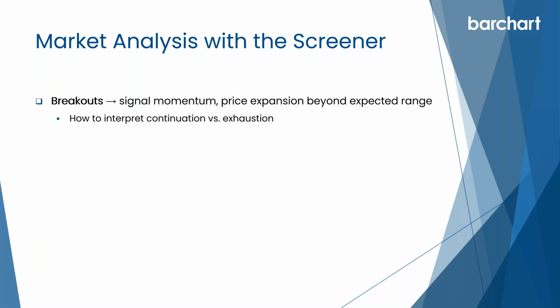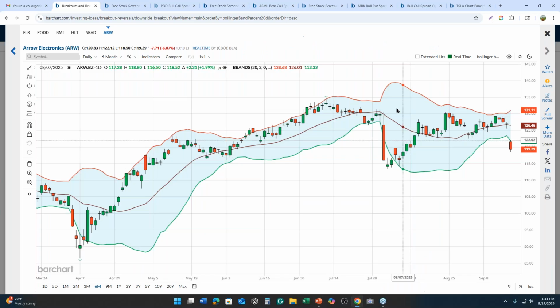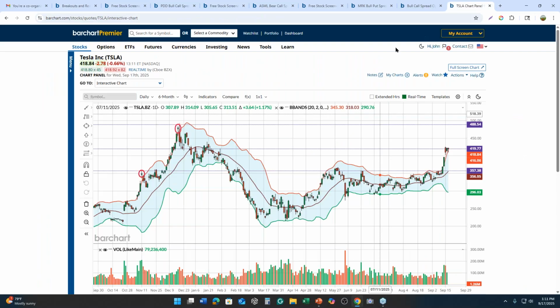Now, the question is, how do we interpret continuation momentum versus potential exhaustion? Every situation is unique with different markets, but what I'm going to do is pull up Tesla, because I'm going to give you a lot of guidelines, and I think Tesla has a lot of great examples over the last year or so.